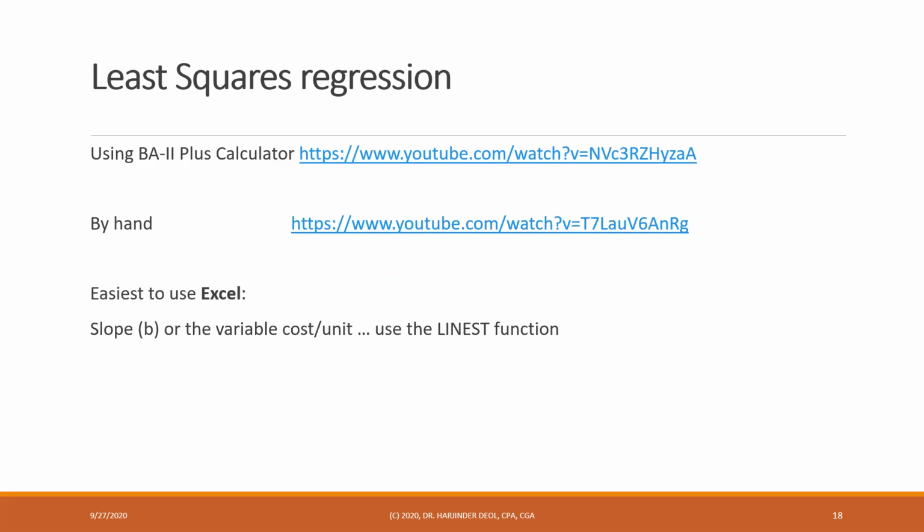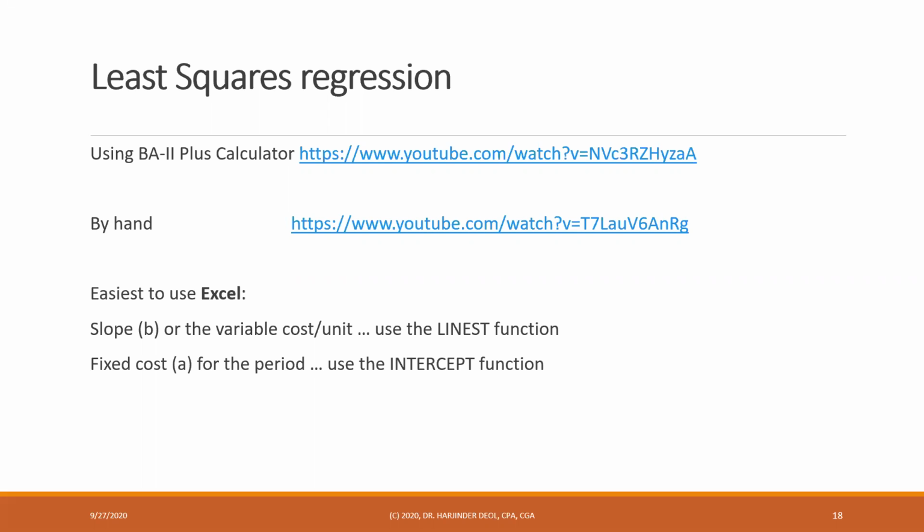If we are using Excel, then we can calculate our slope, which is B or the variable cost per unit, by a function called LINEST. So all we've got to do is use that function LINEST and select our X and Y ranges, and Excel will give us the variable cost per unit or your slope.